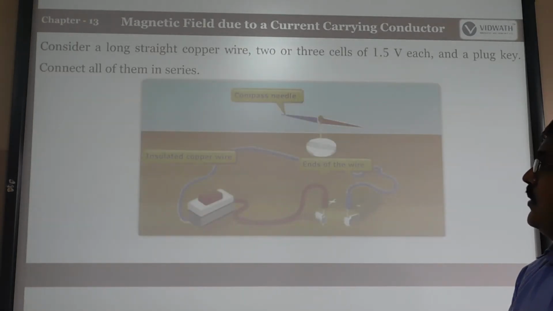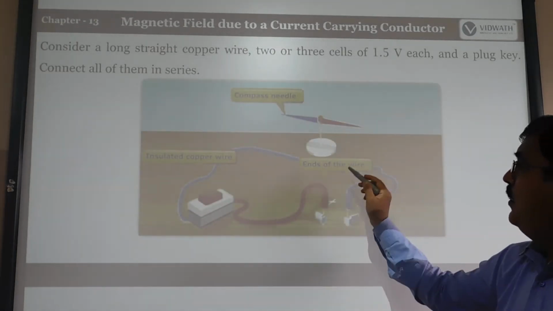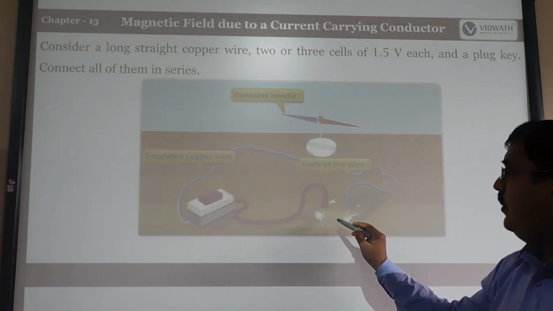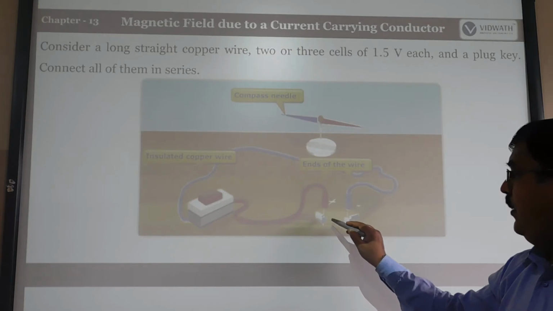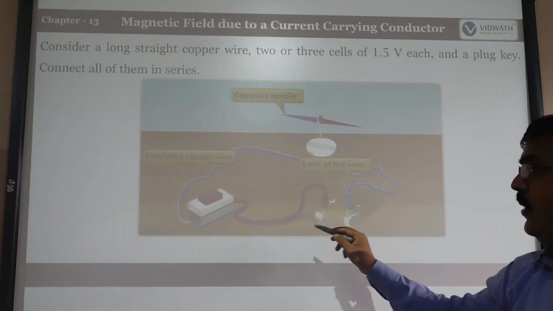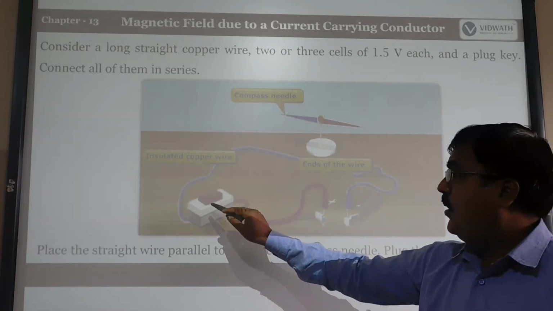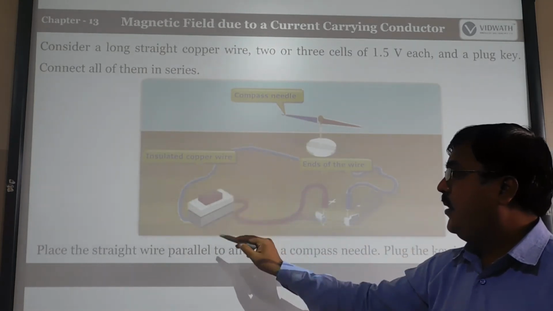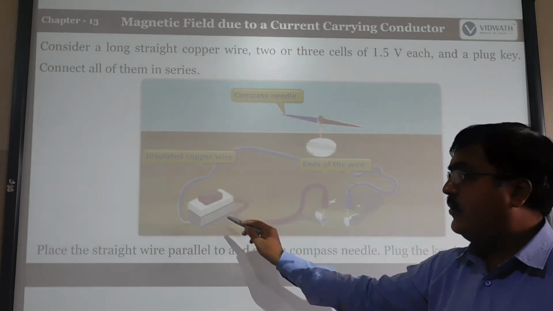So consider this as the compass needle. These are the ends of the wire, which can be connected to the battery, one positive end and another the negative end. This is the insulated copper wire, and this is the joining of the wire. This is the switch off and switch on.